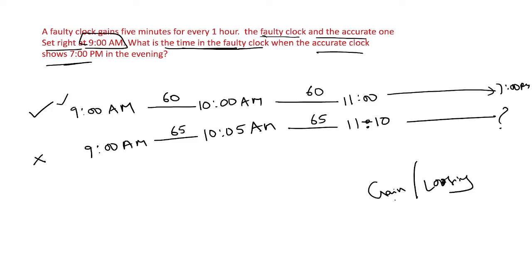Now, in the gaining case also, he may give you the accurate time and ask you to find out the faulty time, or he may give you the faulty time and ask you to find out the accurate time. So two models. In this case, we know the accurate time and we are going to find out the faulty time. See here.